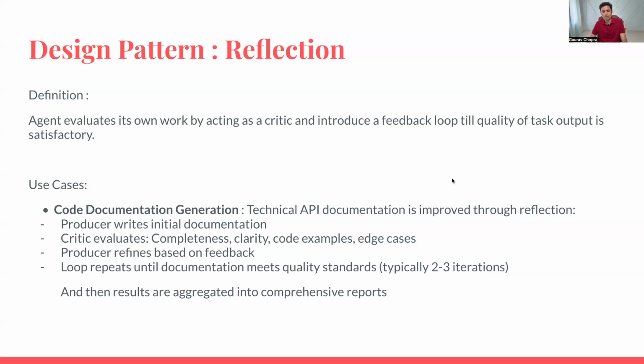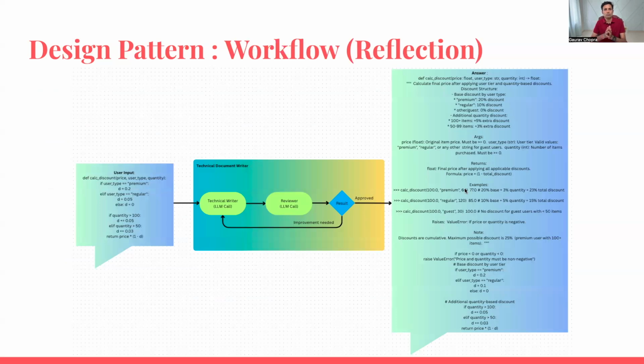So let's take a look at how it should be designed. Very simple design. We have a user input coming in. Let's say the user comes up with some function which does not have any documentation or comments mentioned. It's just a function with the instructions, like code written in that function. Now we give this to the writer, which is a technical document writer. It has a technical writer component and it has a reviewer component.